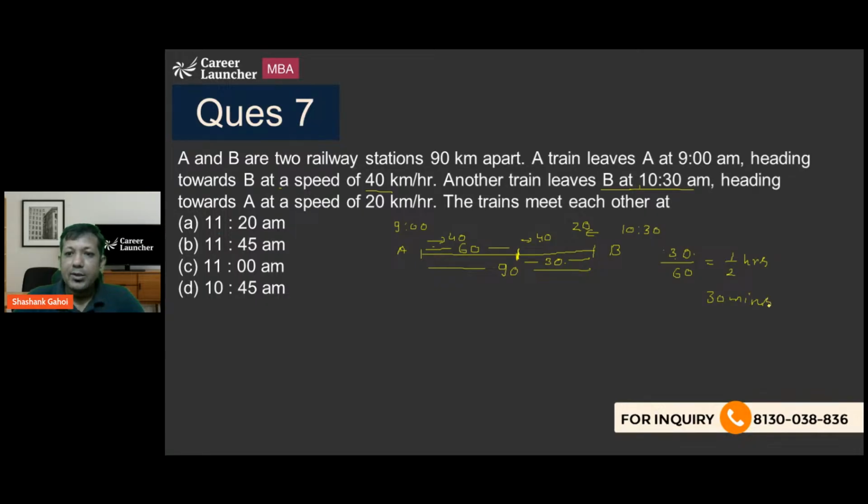And 30 minutes will be counted from what time? That is going to be counted from 10:30. And why 10:30? Because I'm using relative speed after 10:30. So they are going to meet at 10:30 plus 30 minutes, or I would say 11 o'clock. So both the trains are going to meet each other at 11 a.m. So the answer of this question is going to be option C. So this is the approach that we are going to follow in this question. Again, extremely easy one.